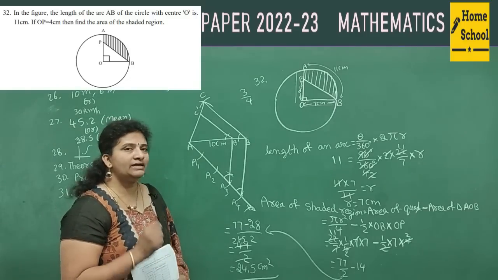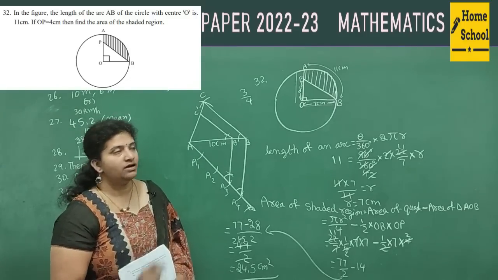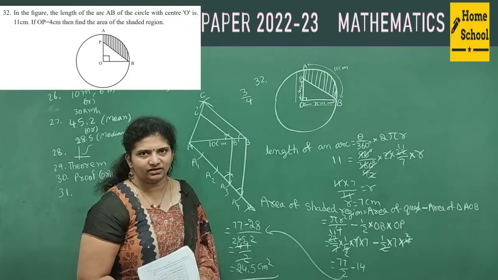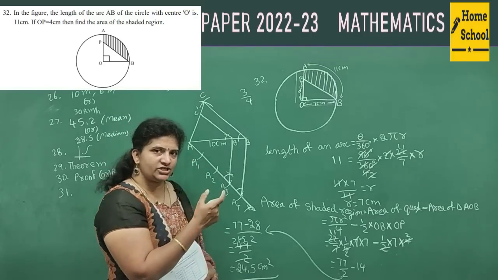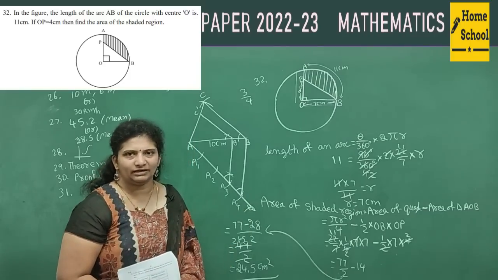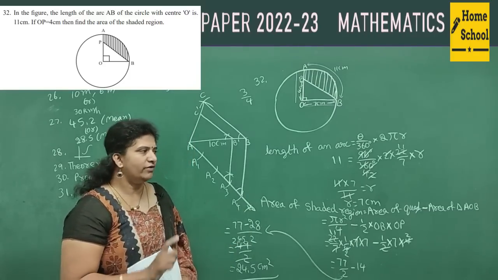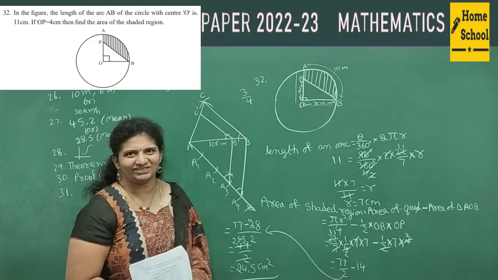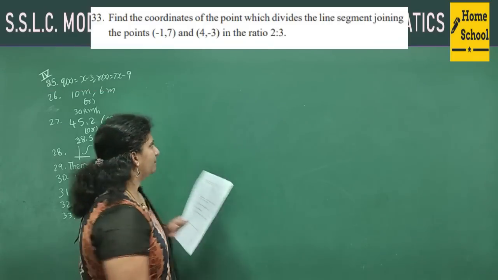Right? In areas related to circles problems, observe the figure carefully and see where is the shaded region. So if you are able to observe shaded region properly, you will be able to frame the formula correctly. Right? Is this clear? If you want, watch again how to solve this problem and then you can solve it. 33rd problem.